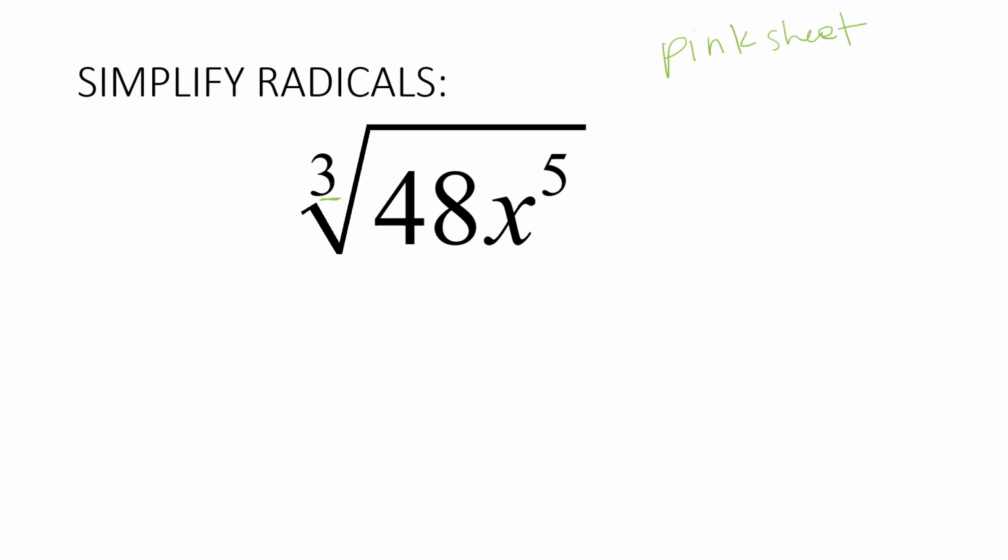Take out your pink sheet, and from here, whenever I had a radical that dealt with both numbers and different variables, we want to split it up and give them each their own radical. So the cube root of 48 and the cube root of x to the fifth.